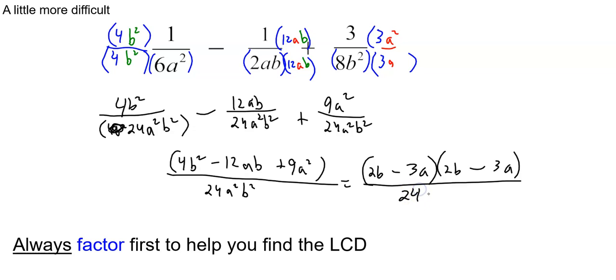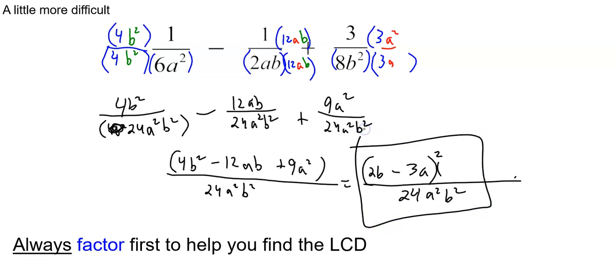So does anything cancel? Does that help us at all? It might not. Well, 2b minus 3a, it's the same factor twice. So if we wanted to be cool, we could write it as (2b minus 3a) squared. I think that's about all we can do. So that's as simple as we go. If you wanted to state restrictions, a cannot equal 0, b cannot equal 0, because that would make the denominator 0 there.